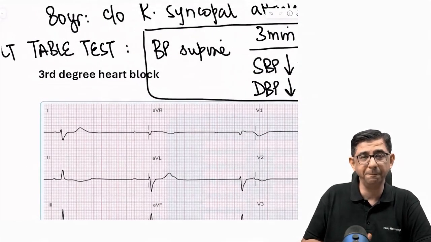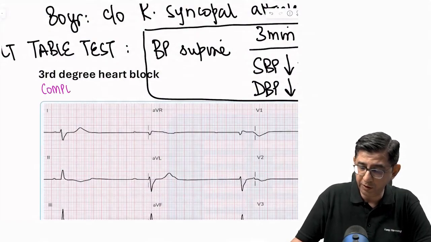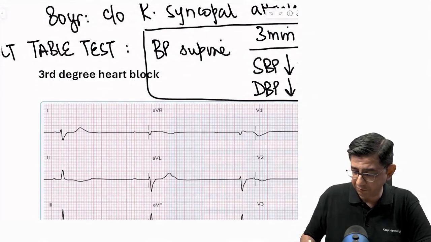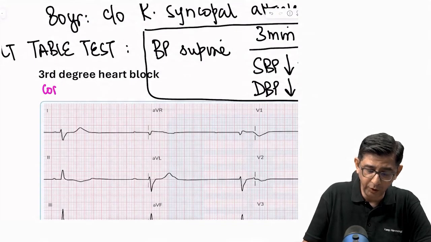What does he want to hear? He will tell all this himself. The examiner himself will tell you that it is like by saying the fact that there is number of P and number of R is not matching. He has already told you it is a third degree heart block indirectly.